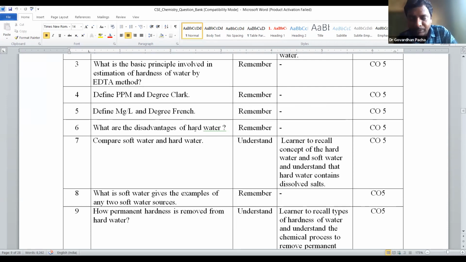At least what is the method, Amma? What is the method for the determination of hardness of water? Complexometric method. Okay, Amma, very good. Complexometric method. So in this complexometric method, initially what happens?